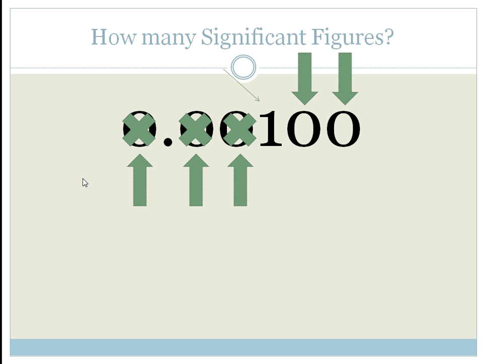These zeros are at the end of the number and to the right of the decimal. So they have to be both at the end and to the right. These are significant. So there's 3. Let's do some more examples here.